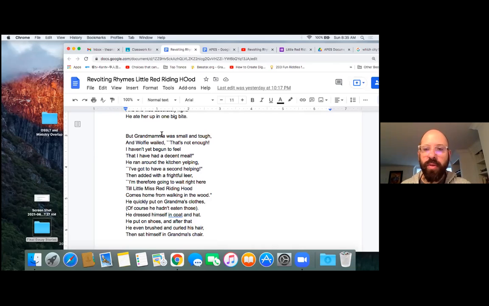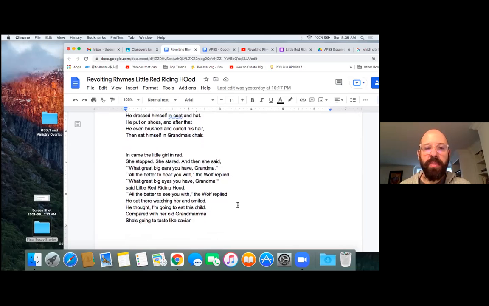The second part of the story, right? He eats the grandma. Wailed is like to cry. You'll see a lot of the verbs, but he says that's not enough. I got to eat something else. I'm waiting for Little Red Riding Hood. And so he puts on grandma's clothes. He even curls his hair. It's supposed to be a little bit funny. He brushes and curls his hair and he sits himself in grandma's chair.